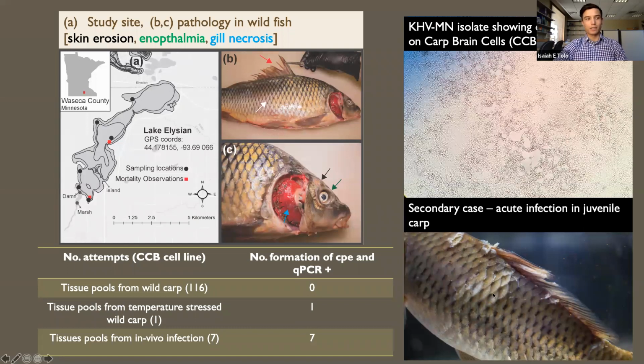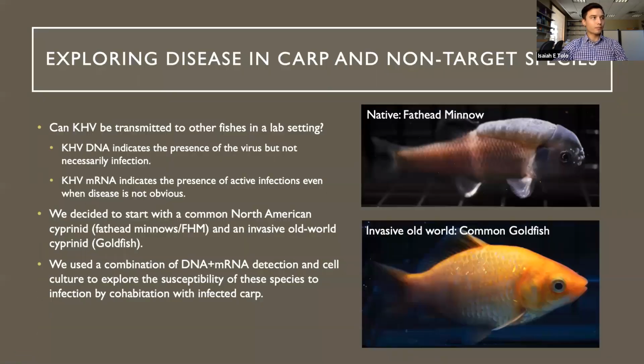And this is just a picture of a secondary case in one of those juvenile carp, just showing the pathology when it became ill. So being able to isolate this virus is really exciting because it allowed us to start exploring the disease in a laboratory setting. So one of the first things we wanted to do was to look at the species specificity of KHV. This has been done before in other studies, looking for KHV DNA in non-target species that were either experimentally infected or cohabitated with carp that were infected. But the problem with this is that KHV DNA doesn't mean that the virus is replicating.